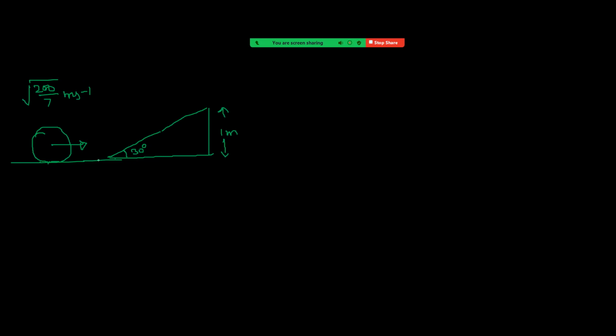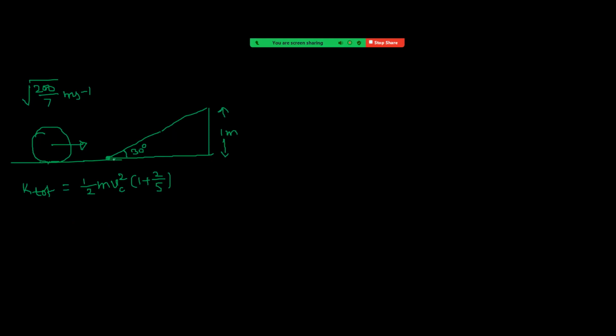Now see what we can do. First of all, when this is rolling, it has energy because of translation and because of rotation. It is given a solid sphere. Solid sphere means total kinetic energy is equal to half m v square into 1 plus beta, 1 plus 2 by 5, since it is a solid sphere, right?